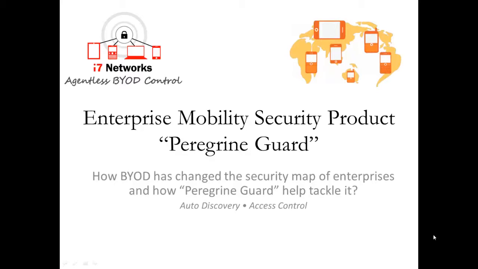i7 Networks enables enterprises to say yes to BYOD, bring your own device, by providing an agentless paradigm for discovery and access control. Our premium offering in this space enables an intelligent, non-intrusive, clientless way of detecting all devices that are trying to connect to the corporate network.